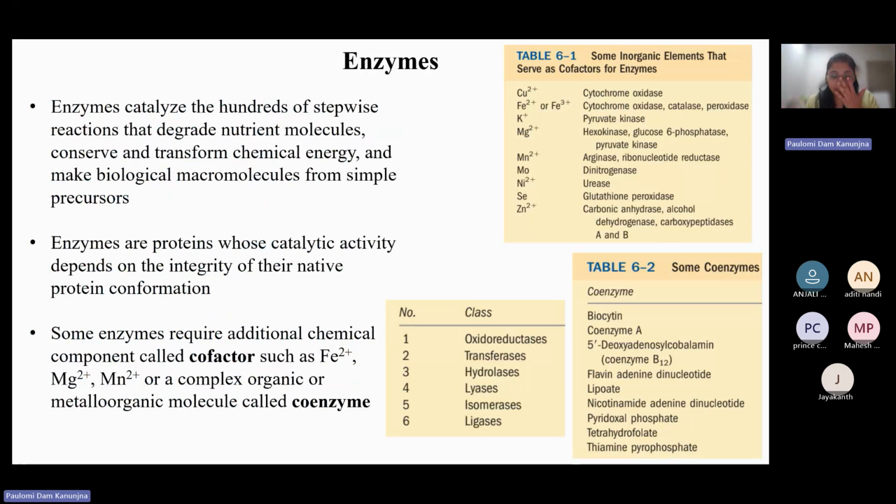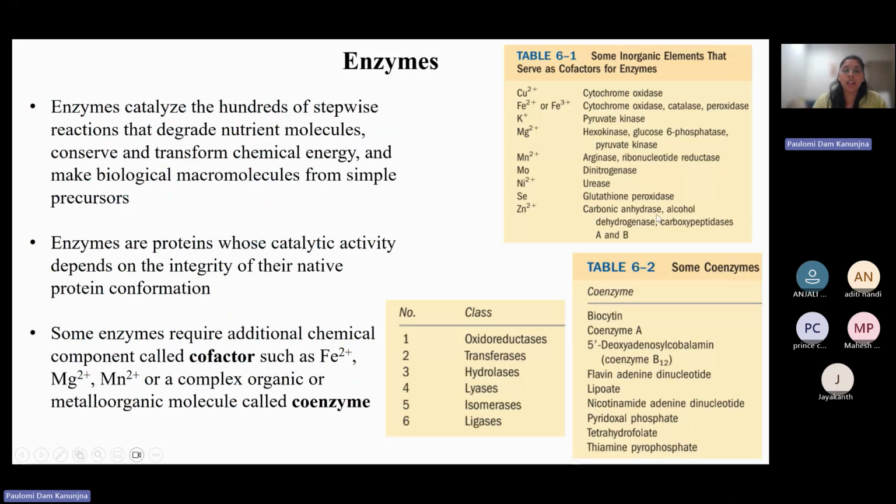Now, enzymes sometimes also require additional chemical factors which are important for their activity. So they need that cofactor, they need those additional components for their activity.